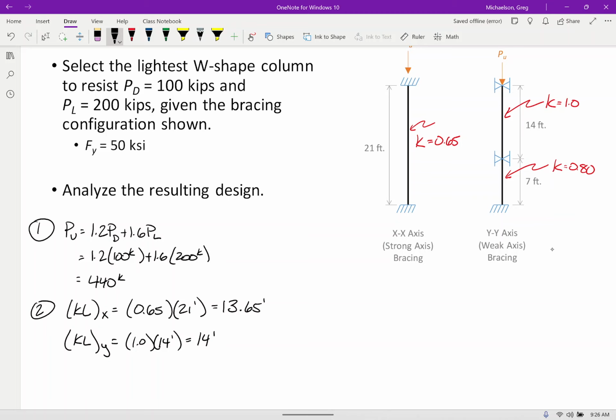So what can you tell me about this column regardless of which shape that we pick? Is the weak axis going to govern its capacity or the strong axis? The weak axis, right? Because Rx is always bigger than Ry for W shapes, right? So because of what we've got going on here, for this problem, I should say for this problem.